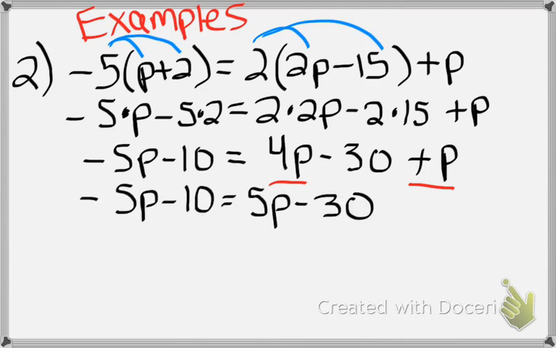So now you have negative 5p minus 10 equals positive 5p minus 30. Your job is to solve this. You should move the smaller one towards the bigger one. The smaller one is negative 5p, so move that by adding 5p to both sides.